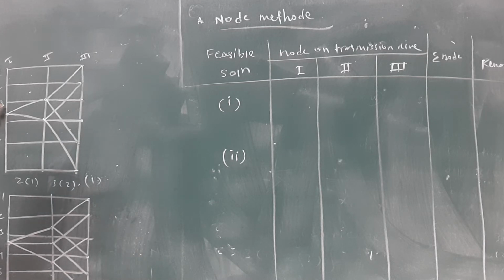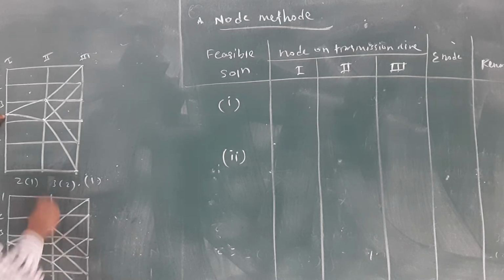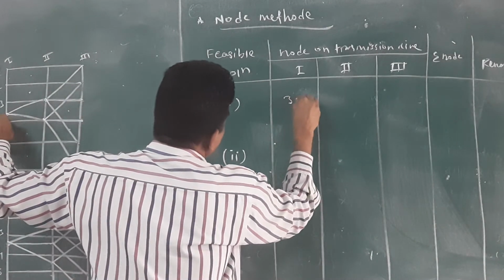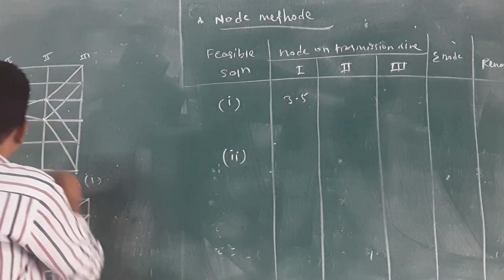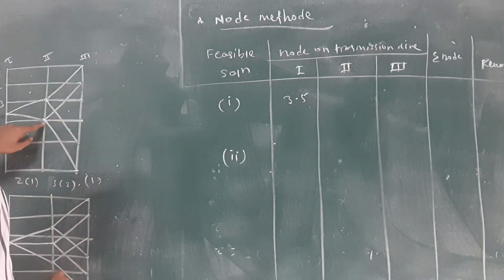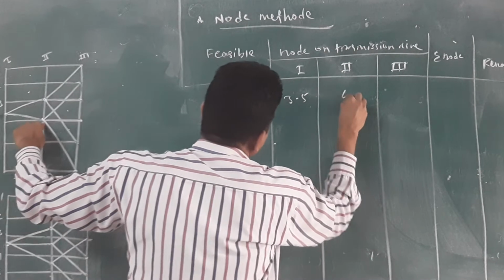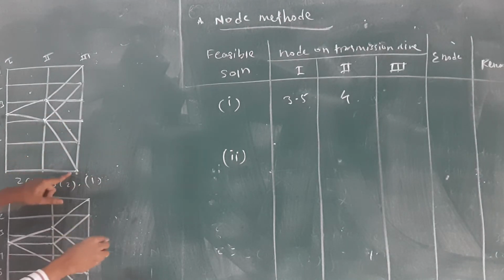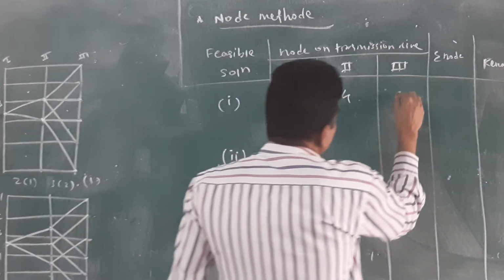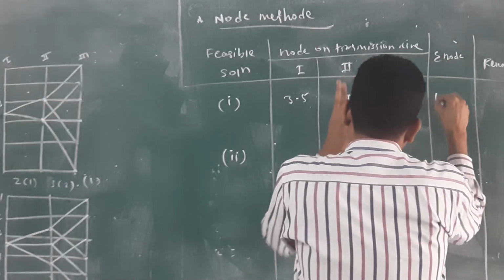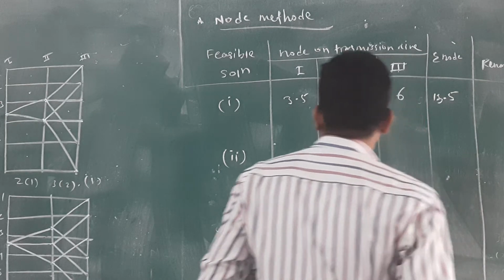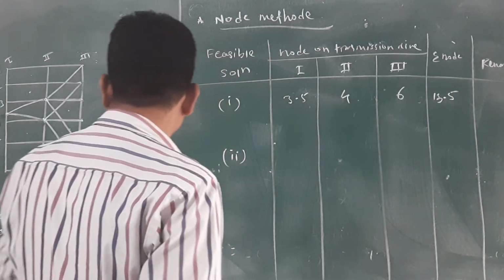Okay, this is in between 3 to 4. The first node is in between 3 to 4, which means you will get 3.5. Then we come to the second shaft, where is this node? 4. Then on the third shaft, where is this node? 6. Then you have to make the summation. You will get 13.5. 13.5 is there, right? 13.5.